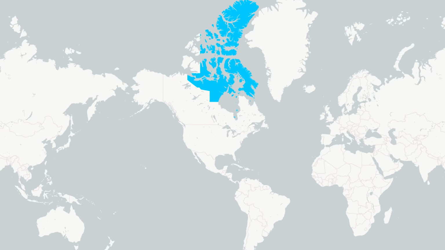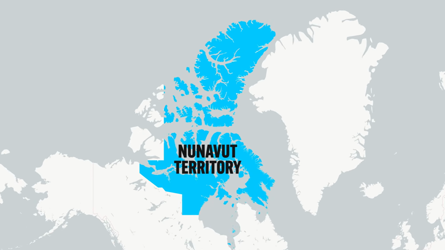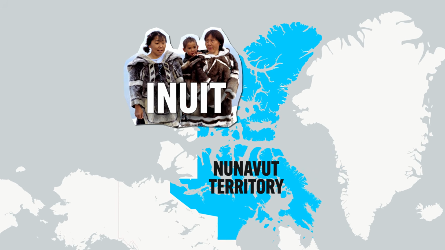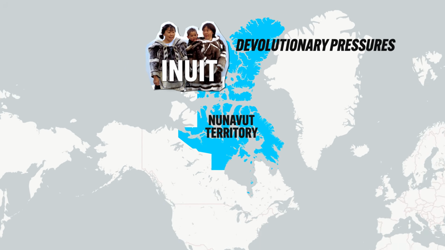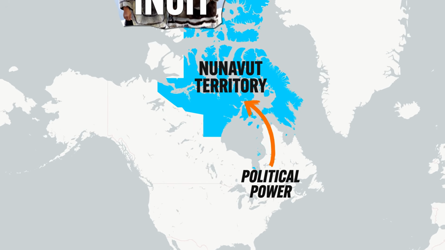And a good example here is the Canadian Nunavut territory in the frigid northern part of their territory. Now, this territory is composed mostly of indigenous peoples, including the Inuit, and as a result of devolutionary pressures to exercise a degree of autonomy, the Canadian government in 1999 transferred power to this territory as an autonomous region.